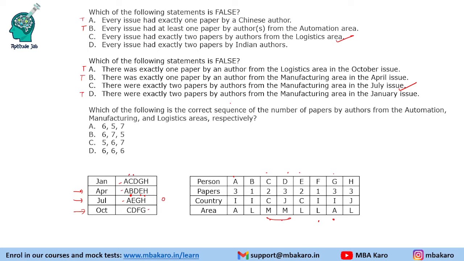Which of the following is the correct sequence of the number of papers written from the automation, manufacturing, and logistics areas, respectively? So, automation is 3 plus 3, that is 6. Manufacturing we have 2 plus 3, that is 5. So, the remaining 7 will be written by the logistics area. So, we have 6, 5, and 7. So, this was the solution to the set and the answers to the questions.